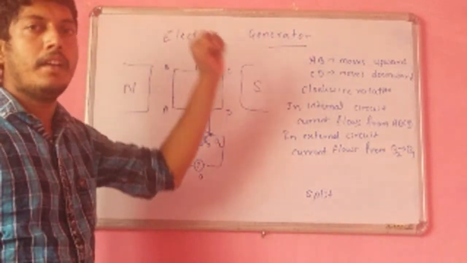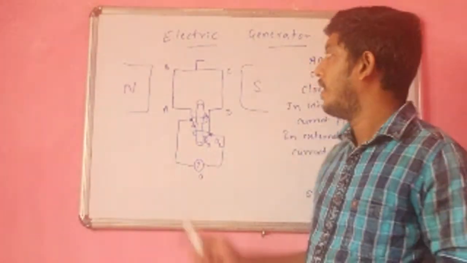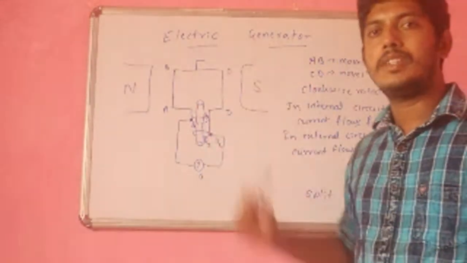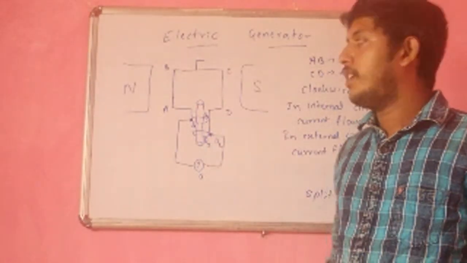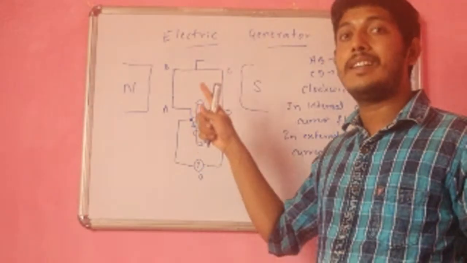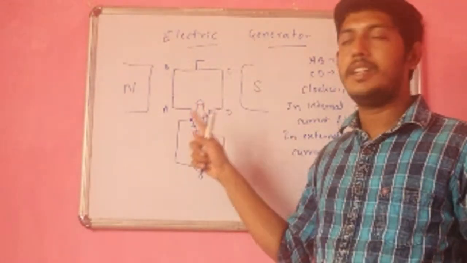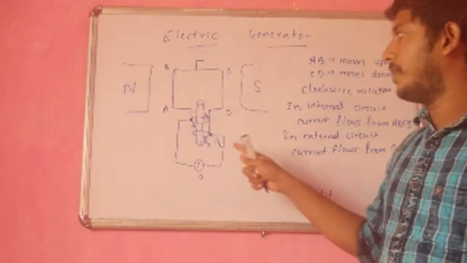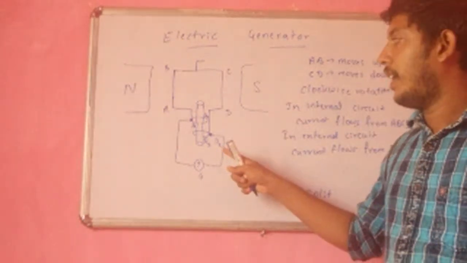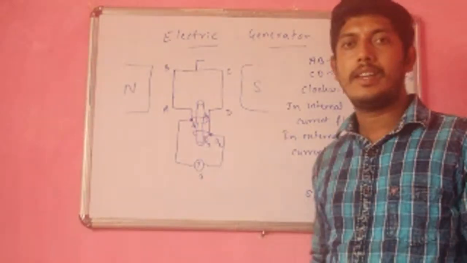So when the armature is rotated with the help of the handle, arm AB moves upward, arm CD moves downward, and in the internal circuit electricity is produced, moving in the direction of ABCD, and in the external circuit the electricity flows from B2 to B1. So that is detected with the help of the galvanometer.